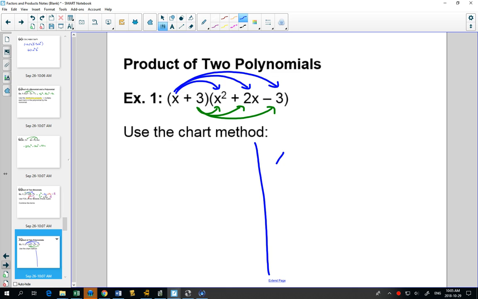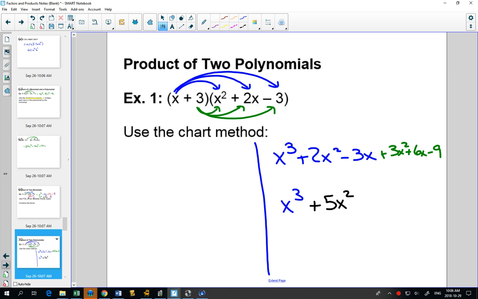And when you distribute everything, I'll start with the blue. Can you see in the blue that I would get x cubed plus 2x squared minus 3x? And then I'll switch to the green arrows, and I'd have plus 3x squared plus 6x minus 9. Do I have any like terms? Yes. X cubed. I have 2x squared plus 3x squared, that would make plus 5x squared. I have a minus 3x and a plus 6x, which will give me plus 3x. And I still have minus 9 at the end.